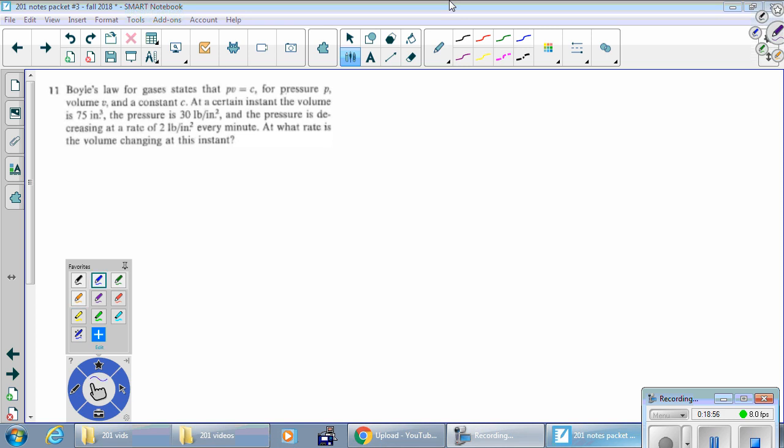I have no idea what's going on, but I think this is actually going to be pretty easy. There's no picture to draw. It's just going to be symbol crunching. We don't need to define any variables. They're all given here. So it says the pressure is decreasing at a rate of 2 pounds per square inch every minute. So that means that the rate at which the pressure is changing is 2, except it's not 2 because it said decreasing. Got to make sure you catch that word and put a negative in front of your 2.